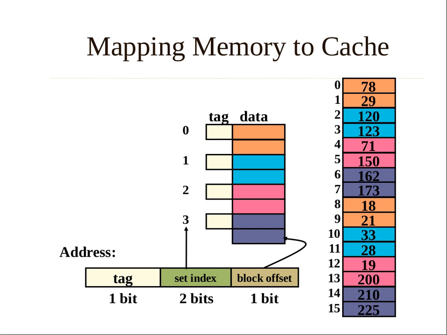But look what happened to our tags. The block offset is 1. The set index actually tells you which bank to look into, and your tag ends up being 1 whole bit. Isn't that a lot easier to check?